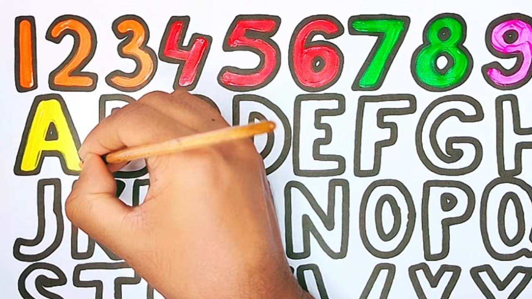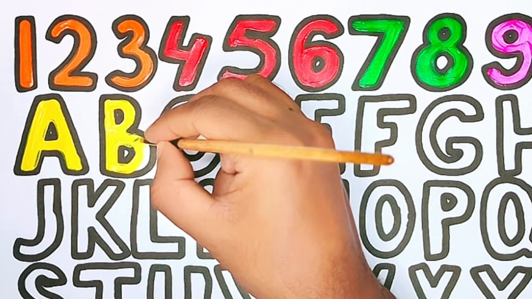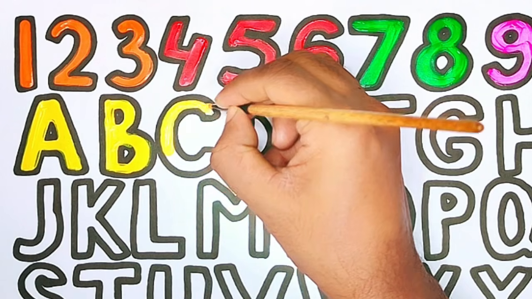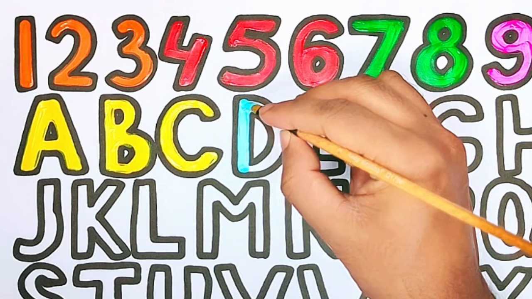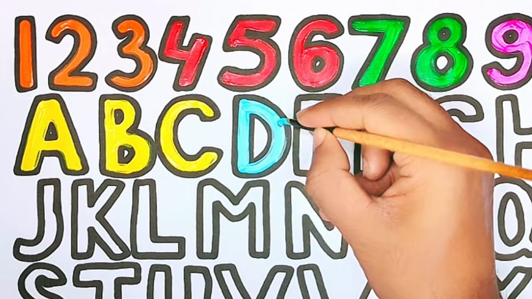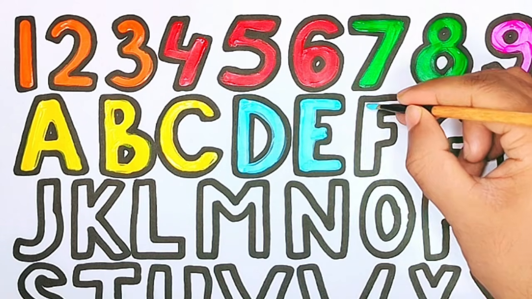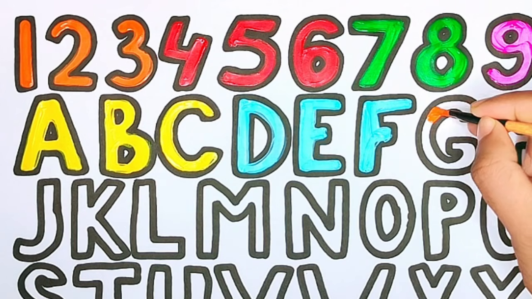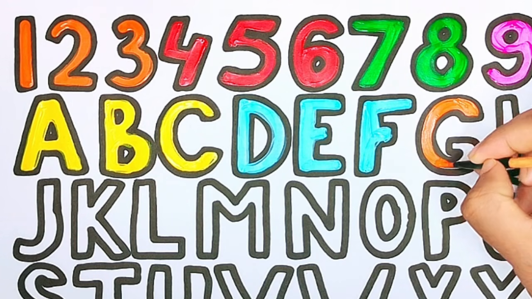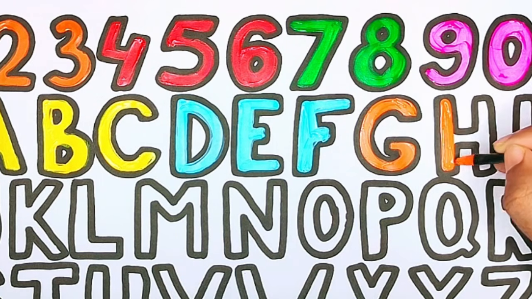A for ant. B for banana. C for carrot. D for dress. E for egg. F for fish. G for grapes. H for heart.